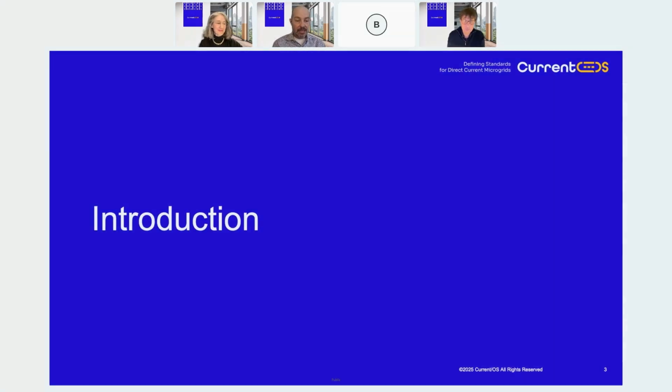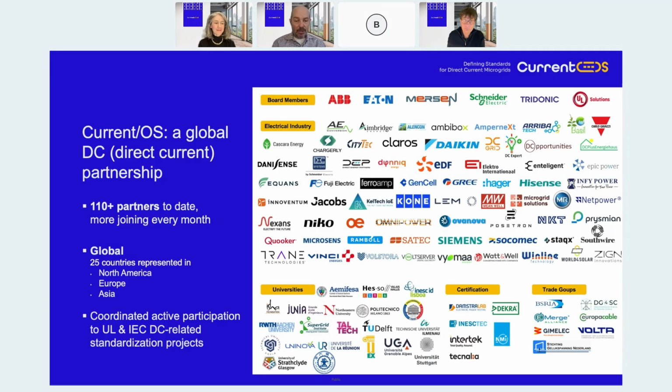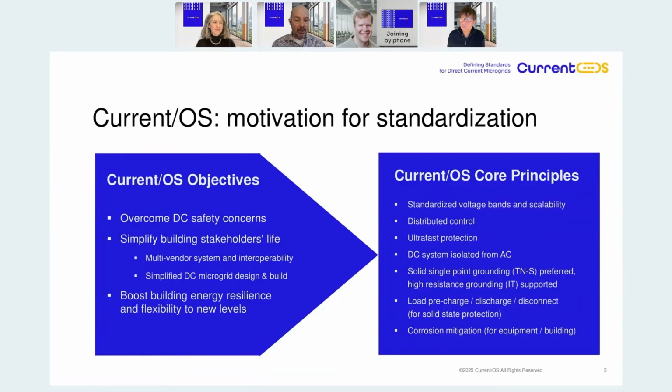A little bit of an overview on Current OS for maybe those of you that might not be familiar. We had our 112th webinar session last week, and we represent 25 countries from around the world. So we're growing quickly, and we have all kinds of different stakeholders. The primary objectives of Current OS are to overcome the DC safety concerns and to simplify things for the stakeholders of the built environment by allowing for a multi-vendor system and interoperability, also boosting energy resilience and flexibility in the new landscape.